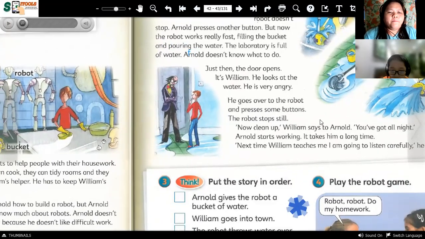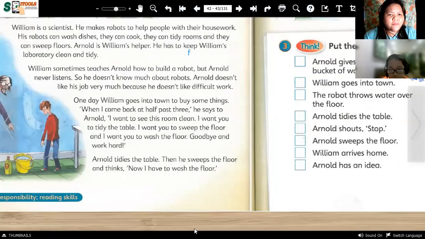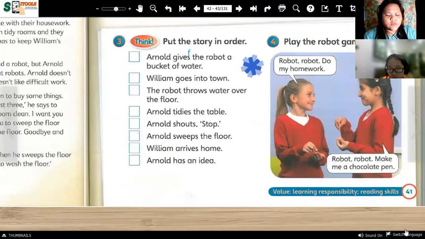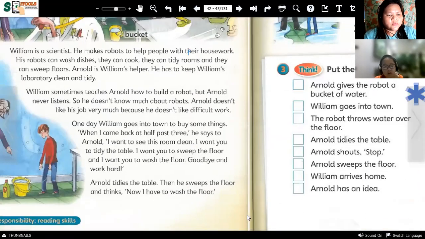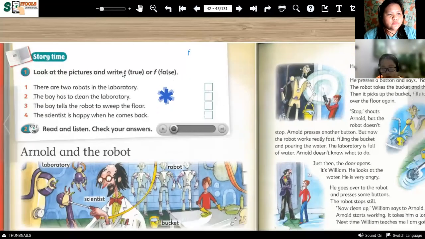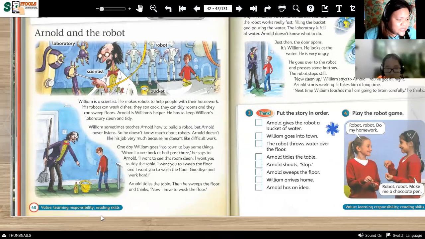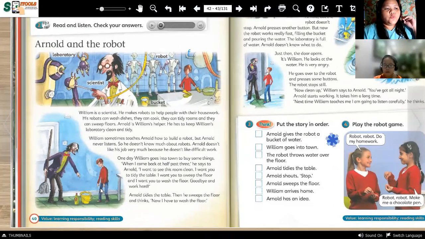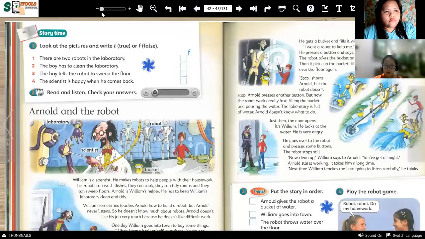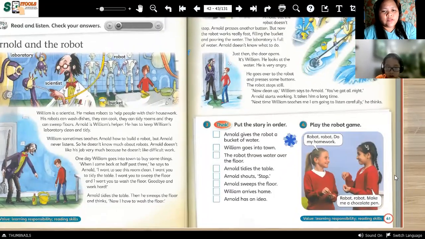So what did you learn from the story that we just read, Việt Tú? Did you learn something? Is it good for us to be lazy or to not do our task properly? Is it good? Is it good to be lazy, Việt Tú? No. Because it can cause trouble sometimes, right?